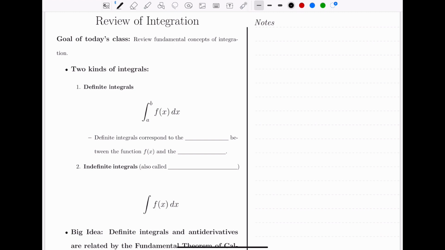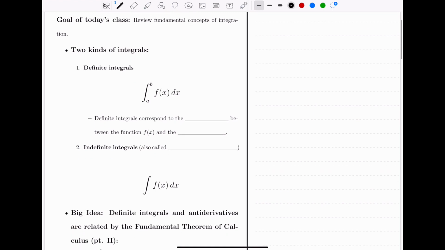Remember that there are two fundamental kinds of integrals. There are definite integrals and there are indefinite integrals. Definite integrals have this form. We have the integration symbol, and then we have the a and the b, which are called limits of integration. We have some function f of x, which is called the integrand. And recall that definite integrals correspond to the area between the function f of x and the x-axis.